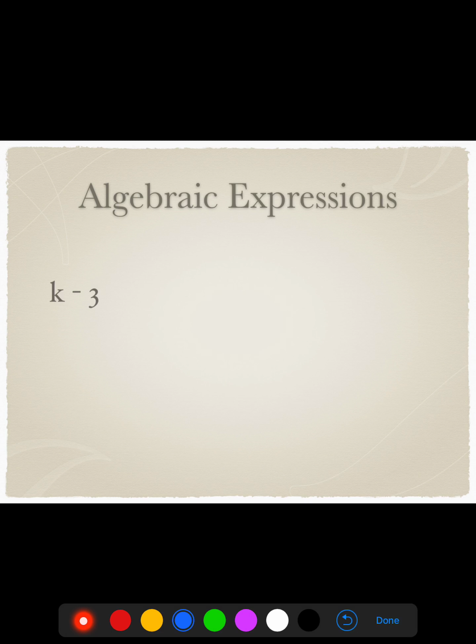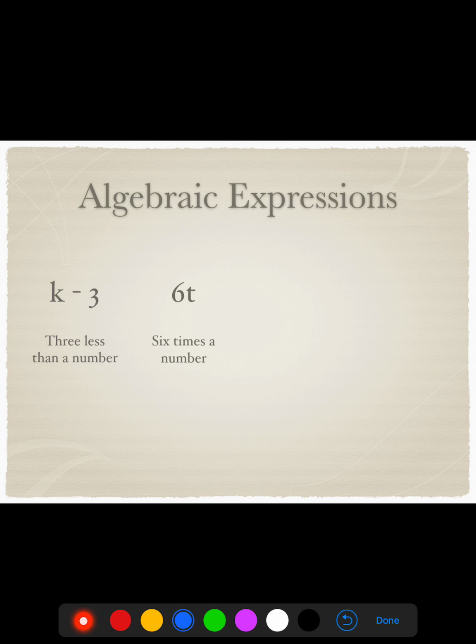So we've got the variable k minus 3. So what you could do is you could think about the order in which you would express this. We could say this is 3 less than a number. We could say a variable decreased by 3 or the number k decreased by 3. It's up to you, but we have 3 less than a number here.